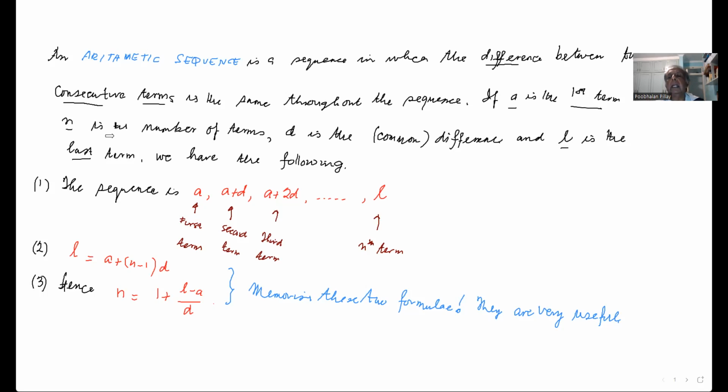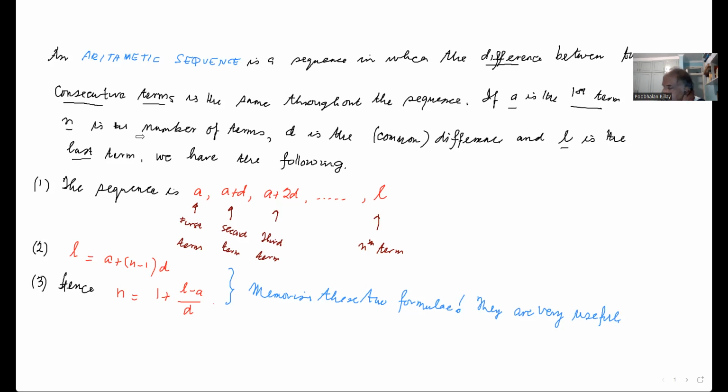And the first term, we can give it a name, and usually the name that is given to the first term is A, as you can see here. And n is a very important concept. It represents the number of terms. So if you speak about 1, 2, 3, 4, 5, then n is 5, and A is 1. See, that's the first term.